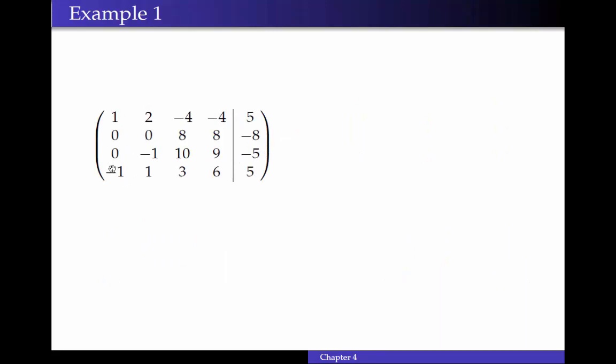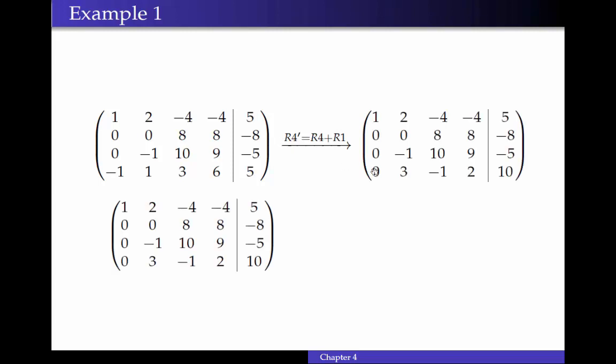Next step, again, moving down, we want to eliminate this 1. So here, all we have to do is add row 4 and row 1 and replace row 4 with that. And so that's pretty simple. We have 0, 1 plus 2 is 3, 3 minus 4, minus 1, and 6 minus 4, and 5 plus 5. Again, the same matrix is written below.